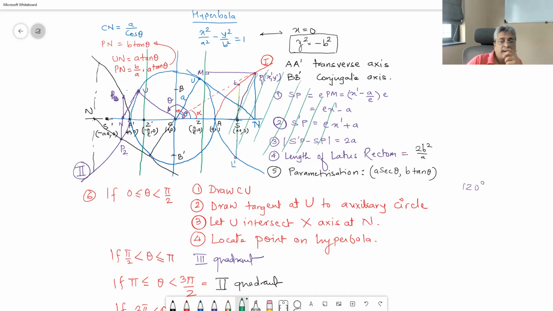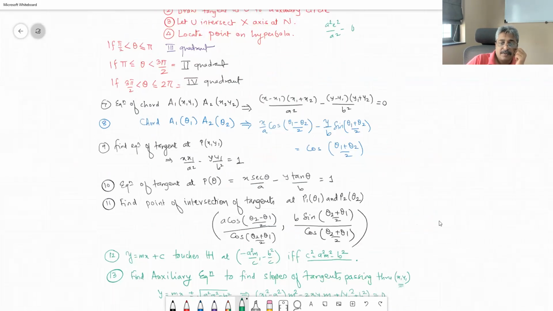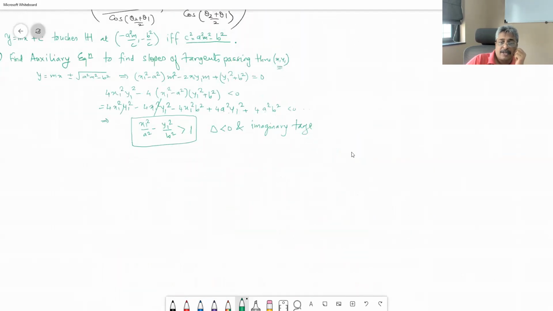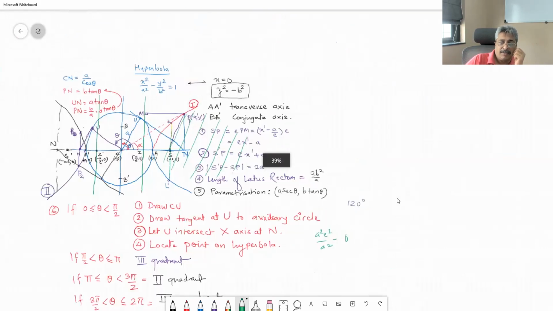Is it going to be possible? Any representative point here will give us, say, AE comma 0. Suppose from the focus we want to draw a tangent. So a square e square upon a square minus 0 is how much? Is greater than, what is the condition that we have got? It should be greater than 1. If it is greater than 1, then we cannot draw a real tangent from that point.